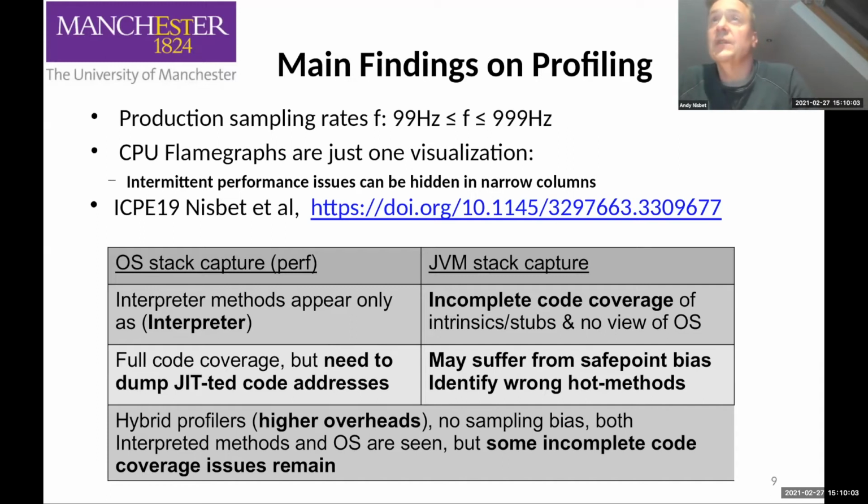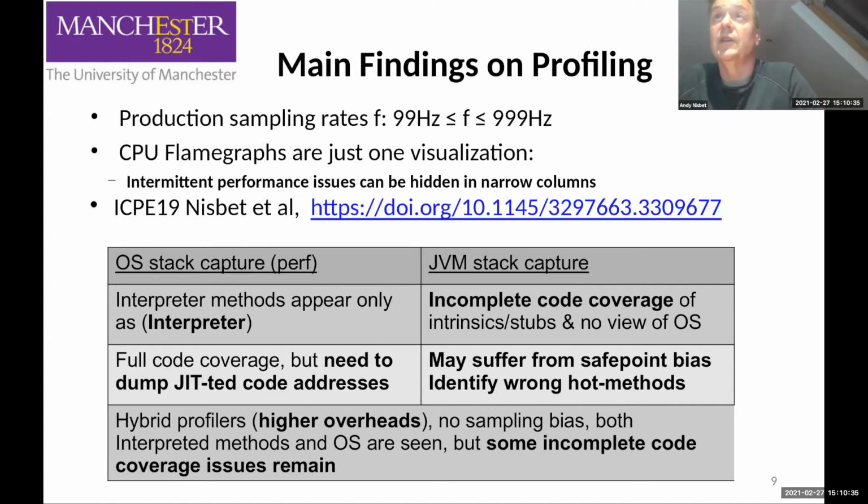Remember, perf doesn't see the identity of interpreted methods, and perf needs a mapping between JIT code addresses and method names. JVM GetCallTrace samplers suffer from safepoint bias. This means potentially they can lead to identification of the wrong methods as being the hottest or most time consuming. JVM samplers in general suffer from incomplete code coverage. They cannot see all JVM intrinsics or stubs, for example, things like System.arraycopy.